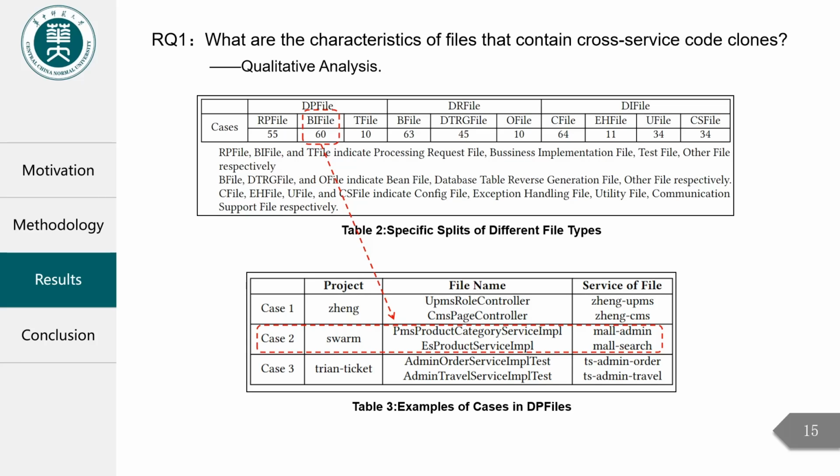Here we briefly introduce a case. Two files of different services of the Swarm project are linked by clones. The clone task of these two files is to implement a variety of operations on data. If the logic of any one operation is similar, cross-service clones may be introduced.